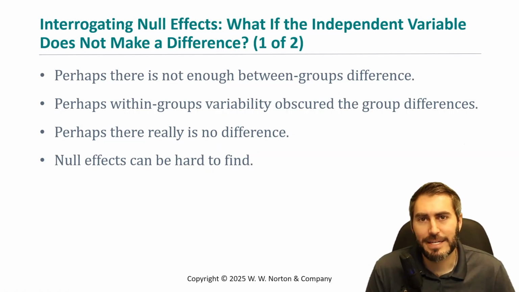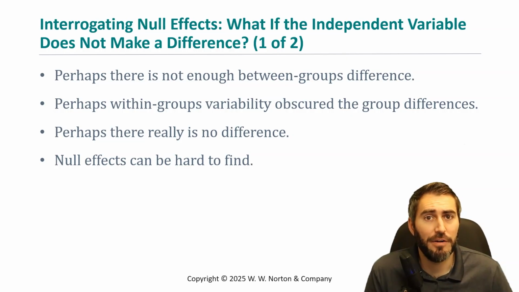Let's shift now to discussing the second major section of this chapter, interrogating null effects. What happens when a study finds a null effect, also known as a null result? In other words, what if the independent variable did not affect the dependent variable? So there is no significant covariance between the independent variable and dependent variable. Typically, null effects aren't discussed much in the popular media because they're more focused on effects in which the independent variable does affect the dependent variable.